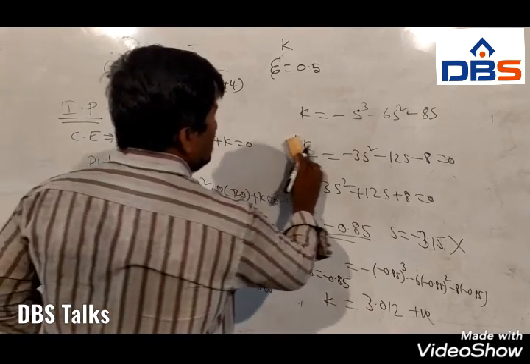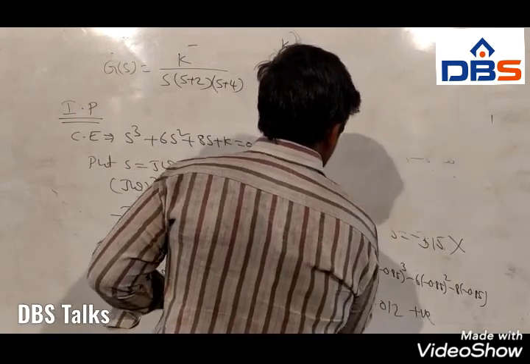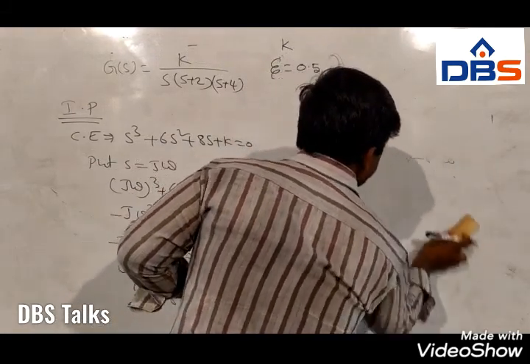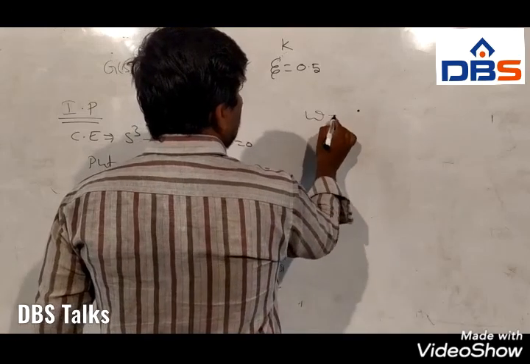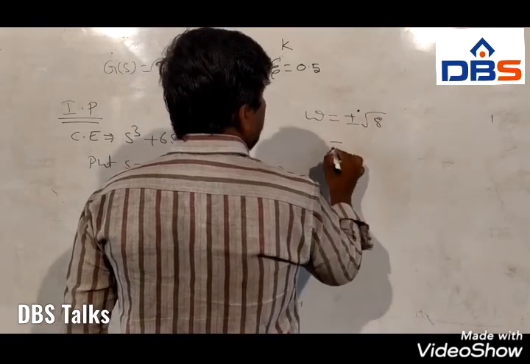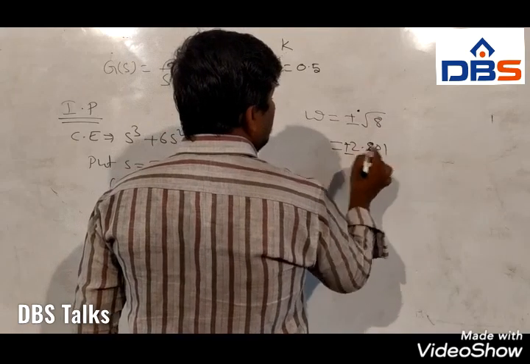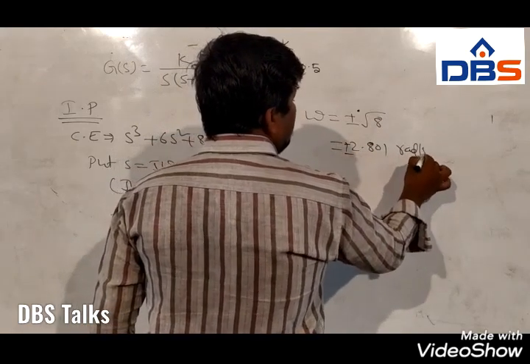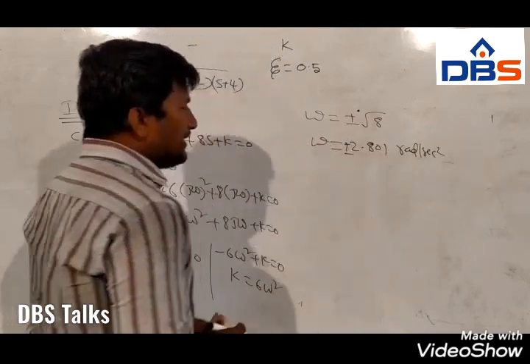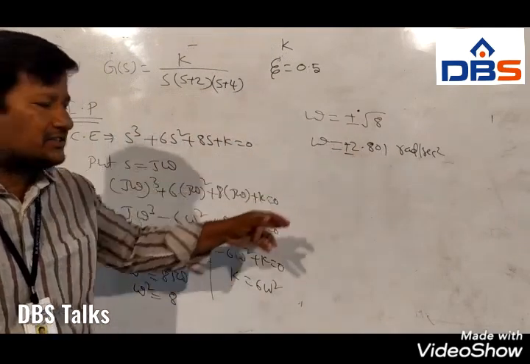Omega square equal to 8, so omega equal to plus or minus root 8, that is nothing but plus or minus 2.828 radians per second. So this is the intersection point on the imaginary axis.